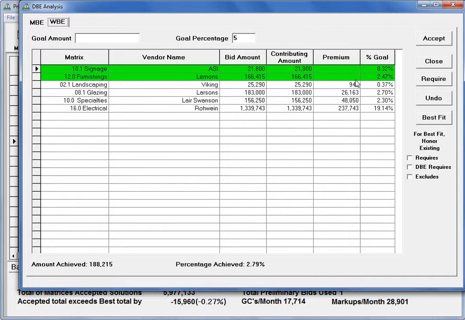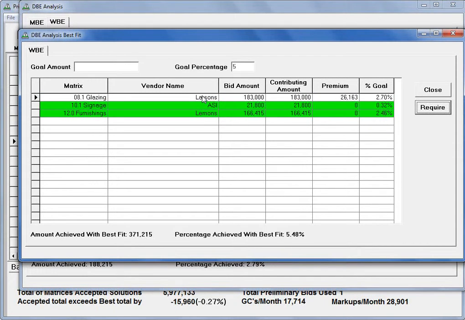In this case, by analysis, I'm looking at the percentage that would be added by either using Larson's or Lair Swanson, and I'm not quite sure which is the one that will meet or exceed the goal and give me the lowest premium to achieve that. If I click on the Best Fit button, the software will perform that automated analysis for us, and it will then show me which of those companies, in this case Larson's, will meet or exceed the goal of 5%, and I will see at the bottom of the screen the percentage achieved with the Best Fit is above that.